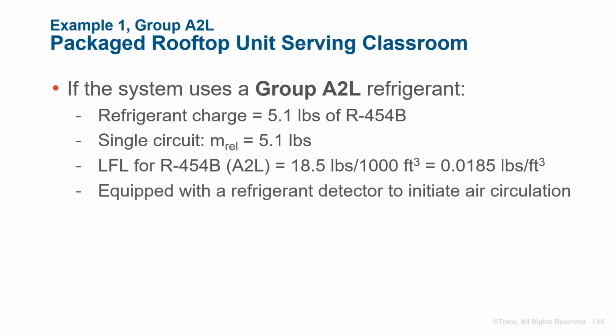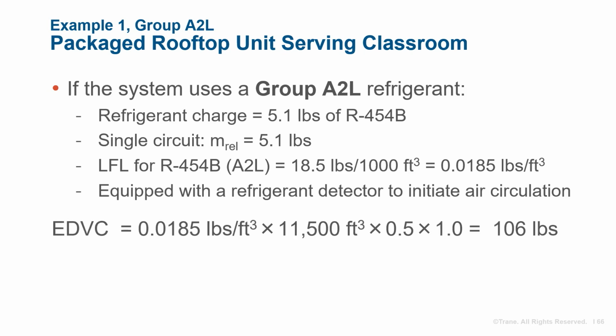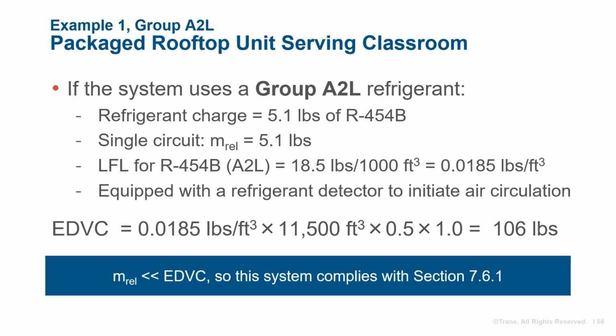Since this is a high probability system used for human comfort, using an A2L refrigerant means that the requirements of Section 7.6 apply. The rooftop unit in our example includes a refrigerant detector to initiate air circulation in the event of a leak. Therefore, the EDVC is calculated to be 106 pounds. The releasable charge of 5.1 pounds is much lower than this limit, so the system complies with Section 7.6.1.